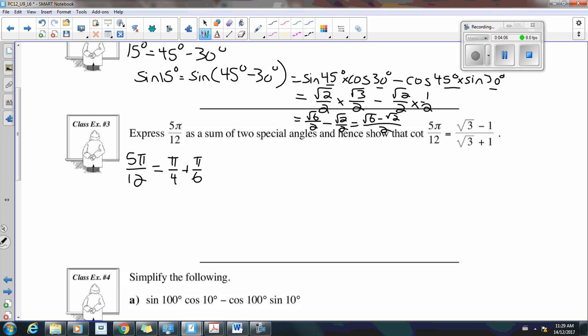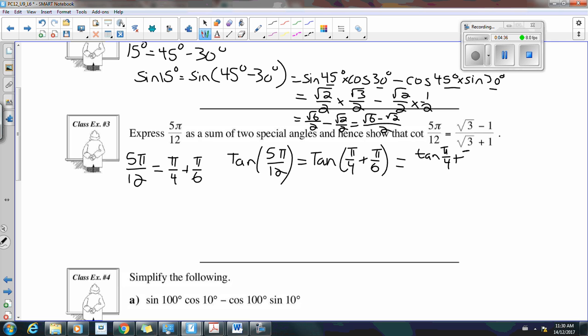When we're asked to find the reciprocal ratio, it's easiest to just start by finding the tan ratio, and our very last step will take the reciprocal. So we're looking for the tan of 5 pi over 12, which is going to be the same as the tan of pi over 4 plus pi over 6. Now we're going to go to the sum identity for tan, which tells us tan A plus tan B all over 1 subtract tan A times tan B.